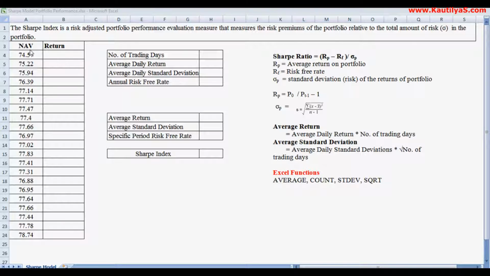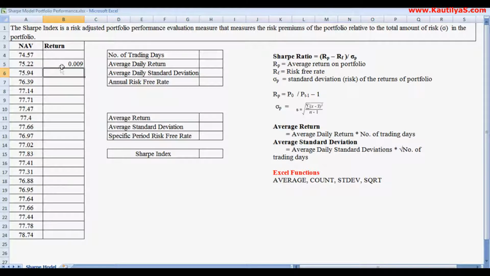For our example, I have taken NAVs, net asset values of a mutual fund. Here are the NAV values and we need to calculate the daily return. So daily return is return on portfolio equals P0, that is current price, divided by PT minus 1, previous price, minus 1. So first we calculate daily returns, equals to P0, that is today's price, divided by PT minus 1, that is the previous price, minus 1.